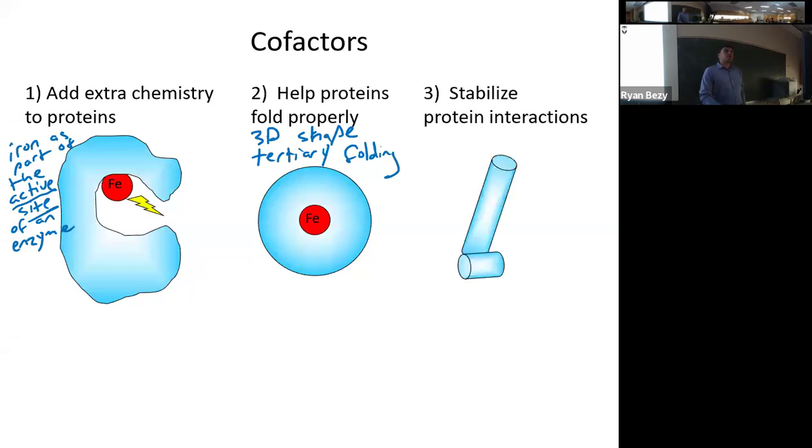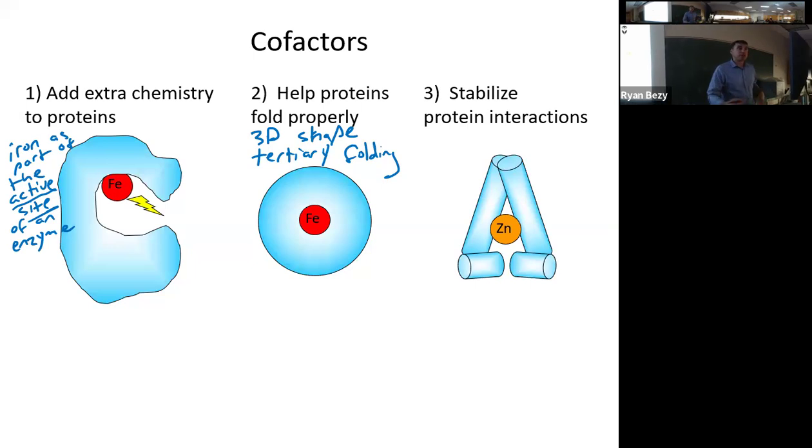But also sometimes cofactors stabilize protein-protein interactions. So it might be that you have one protein, and then the cofactor helps it to bind to a second copy of the protein or to a different protein. By the way, what level of protein folding is this being involved in? That would be quaternary. Questions about that?